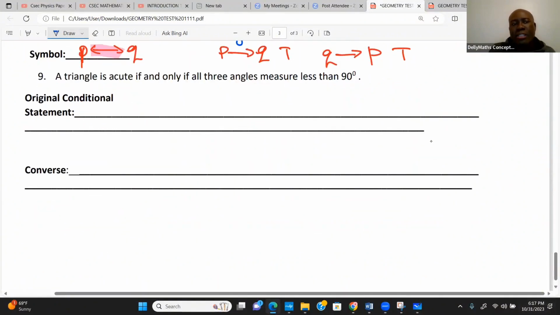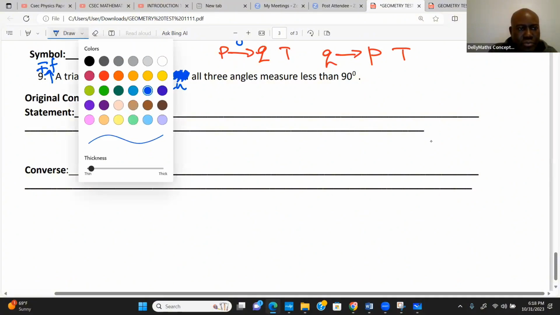Now, what if we're given a biconditional statement? For example, if it says a triangle is acute if and only if all 3 angles measure less than 90. What if we're asked to come up with our original statement and then the converse? The good thing about having a biconditional to change into the original conditional statement is that where the if and only if is, we're going to take that out. And we're going to replace that with then. And in the beginning, we're going to put if. If I do this, my biconditional becomes the original condition.